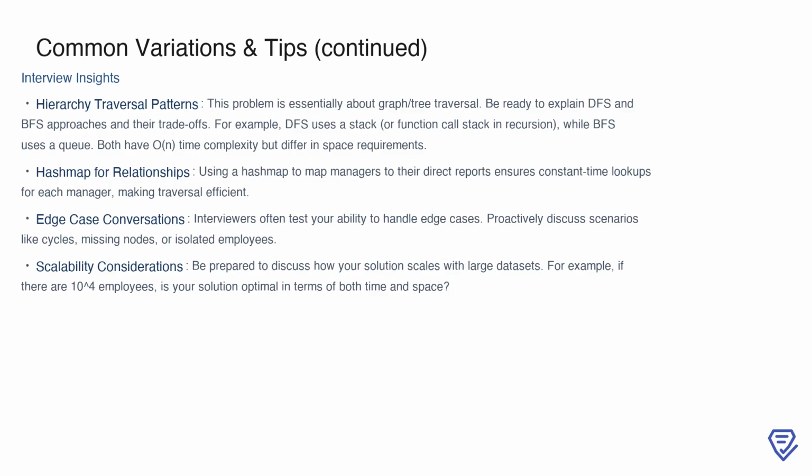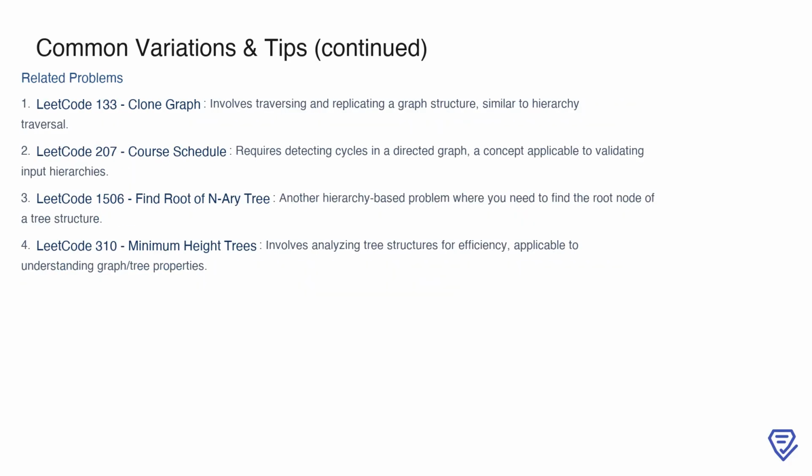its practical implications. This problem also shares similarities with several related problems on LeetCode, which can help deepen your understanding. For example, LeetCode 133, Clone Graph, involves traversing and replicating a graph structure, which is similar to navigating a hierarchy. LeetCode 207, Course Schedule, focuses on cycle detection in a directed graph, a concept that's crucial for validating the input hierarchy in this problem. Another relevant problem is LeetCode 1506, Find Root of N-ary Tree, which requires identifying the root node in a tree structure, a foundational step in many hierarchy-based problems.